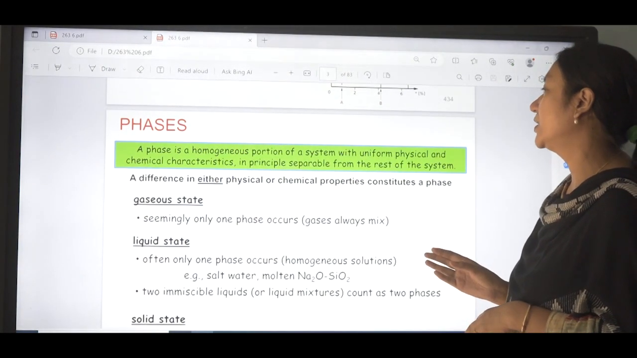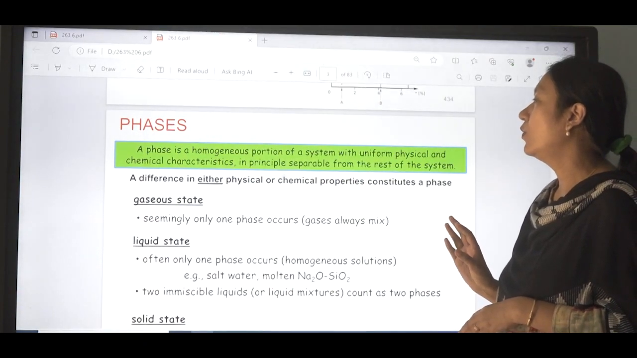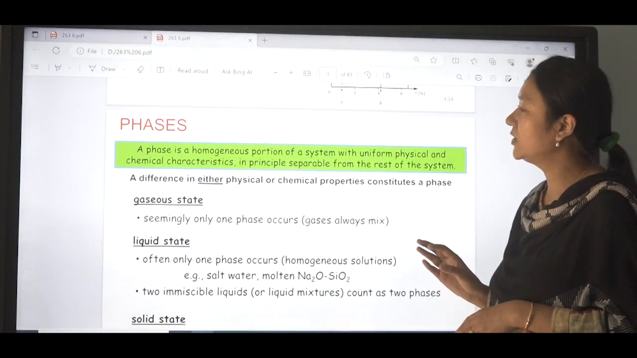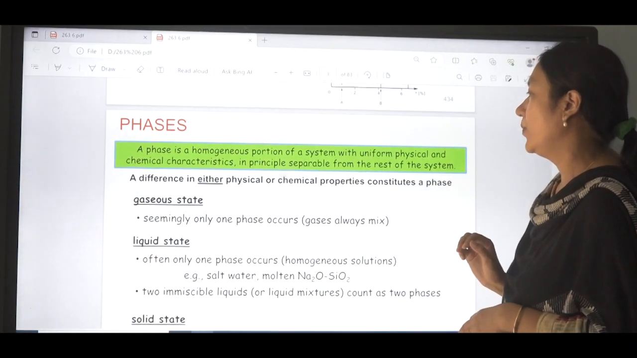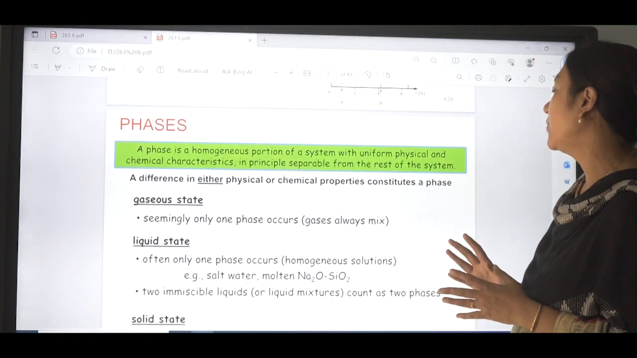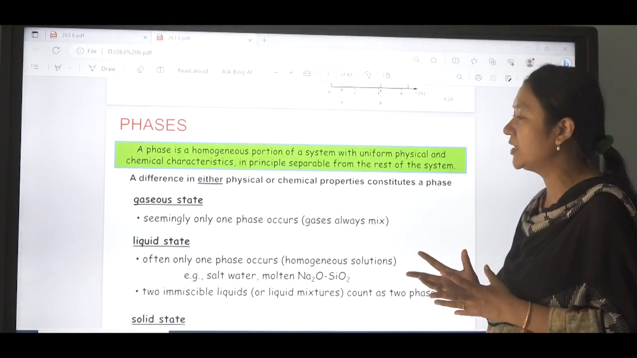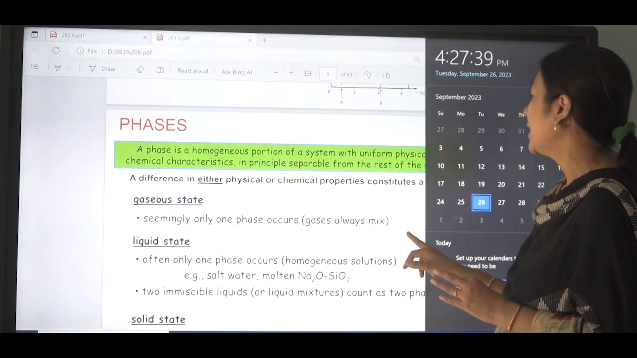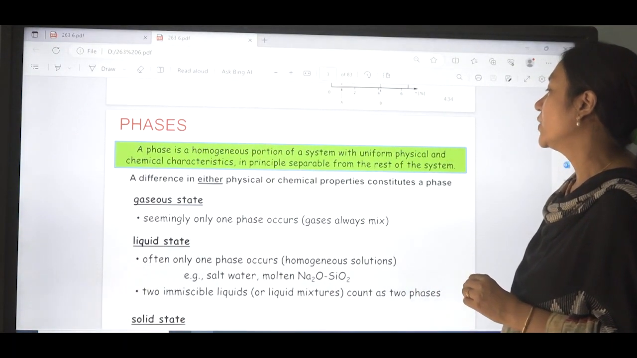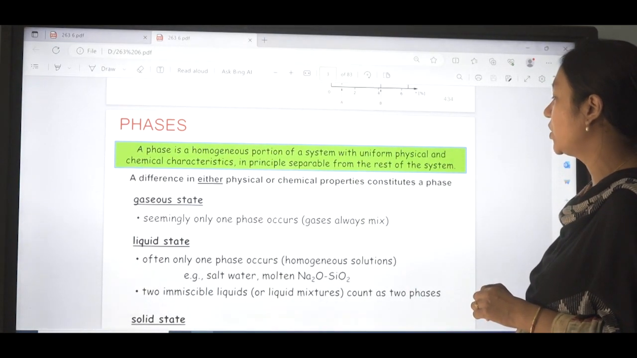Although water basically has three phases, the composition is one, that is, the chemical composition is H2O. So a phase is a difference in either physical or chemical property. When we say phase, there can be a difference in the physical appearance, or there can be a difference in the chemical properties.